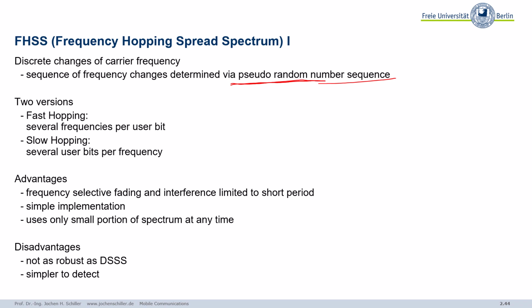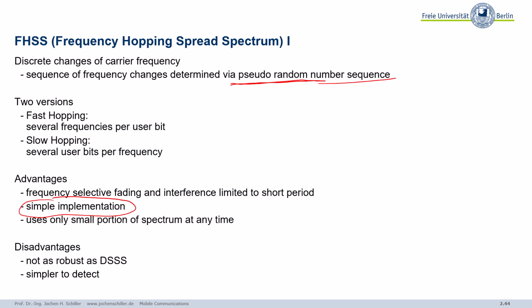Slow hopping means you stay on a frequency, you transmit, we are computer scientists, you transmit many bits on this frequency, then you jump to another frequency. And for fast hopping, well, actually you jump through frequencies while you just want to transmit a single bit, for example. That would be an extreme case. Big advantage, it's a very simple scheme. I will show you in a minute how this works.